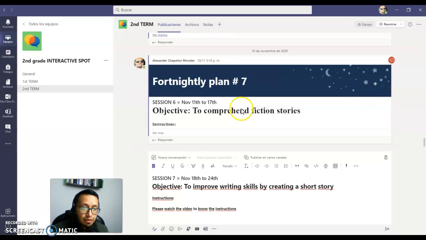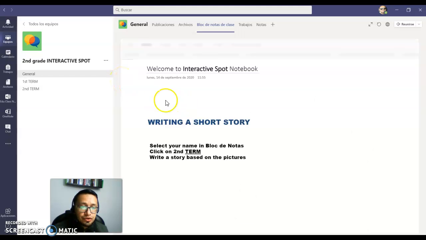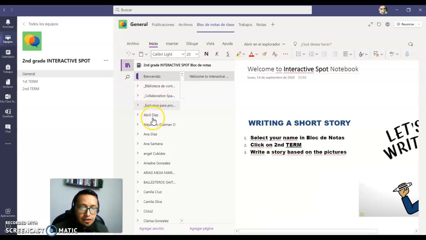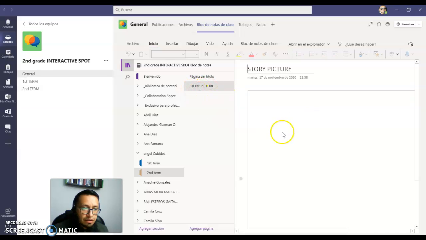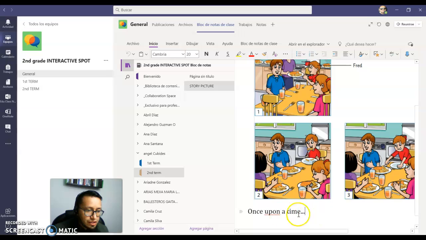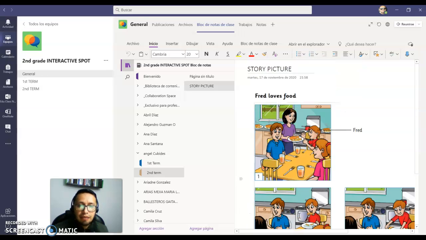Okay. So remember, today's activity is in the general channel, block de notas, and second term. After you select your name in the navigation bar, any name in here, for example, Angel, and then you click second term, and you select story picture, and you have to write your story right here, continue the story right here. Once upon a time, blah blah blah.